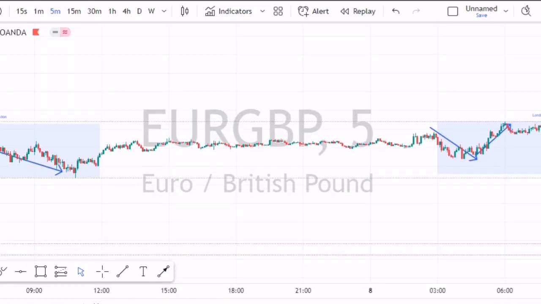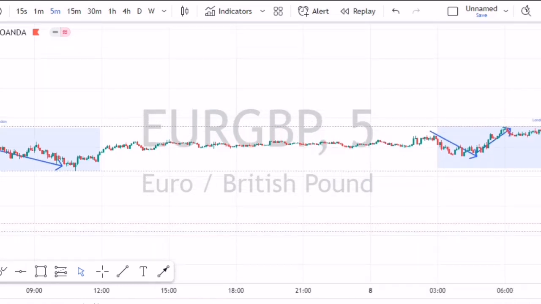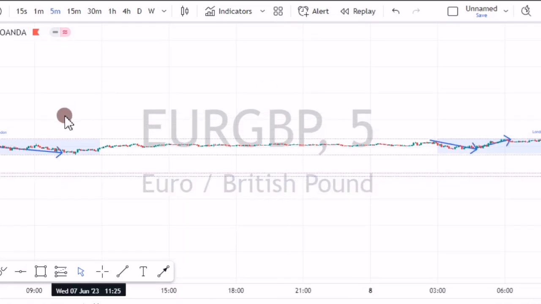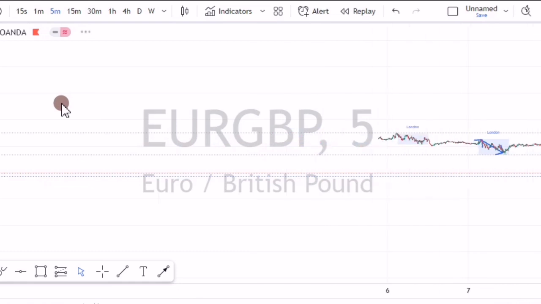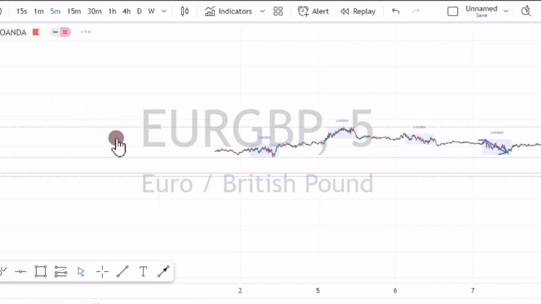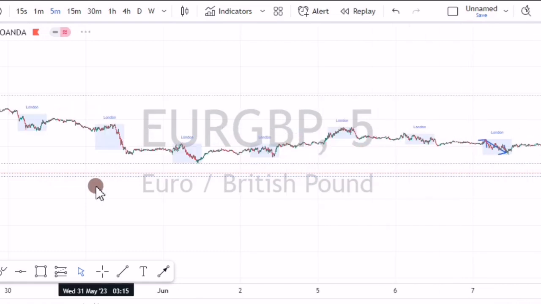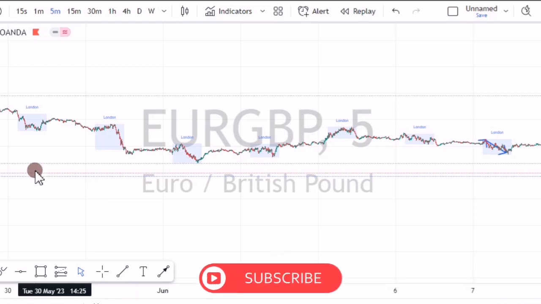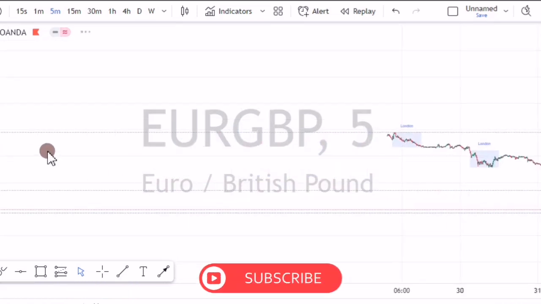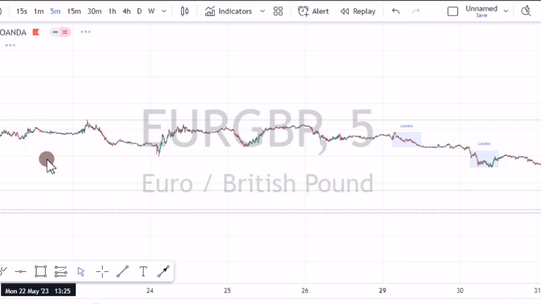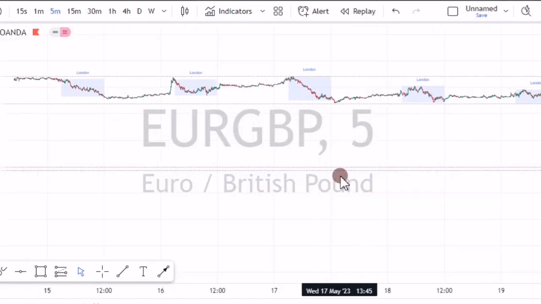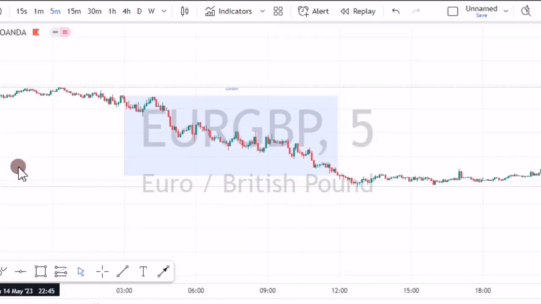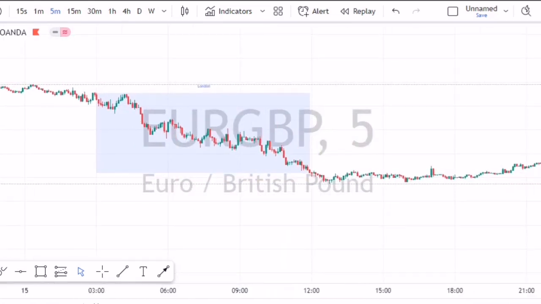Let me just scroll back to a random place, because you might think that maybe I'm showing you only these first trades. Let's just wait for this thing to load. I want to scroll back to a random place. Let's take it from here. Okay, let's start from here.